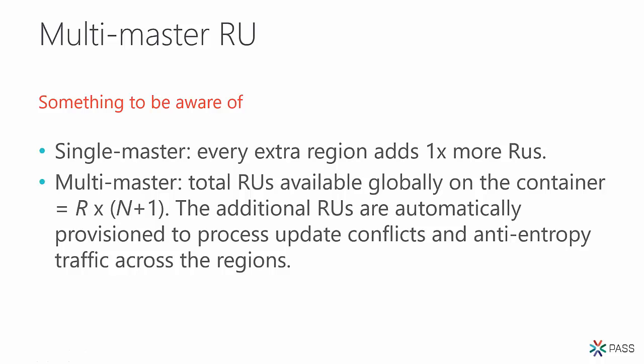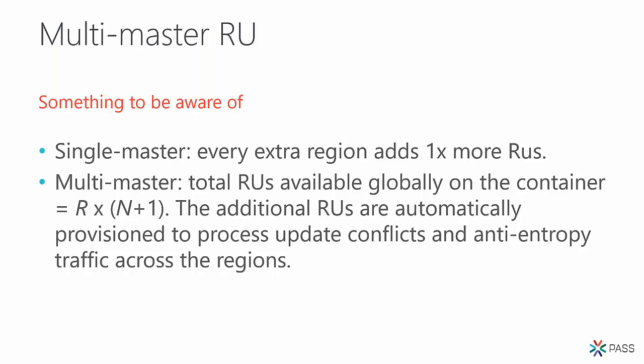Something to be aware of in terms of multi-master request units, because it will be a factor in cost as well, is that if you're running a solution that is in multiple regions around the world, but you're using a single master, so you're only writing into one of them, then for every extra region you have to add 1x more RUs. So for example, if I'm using 400 RUs and I add another region, but it's not a multi-master region, just a regular read-only region, then I'll be using 800 request units, right?